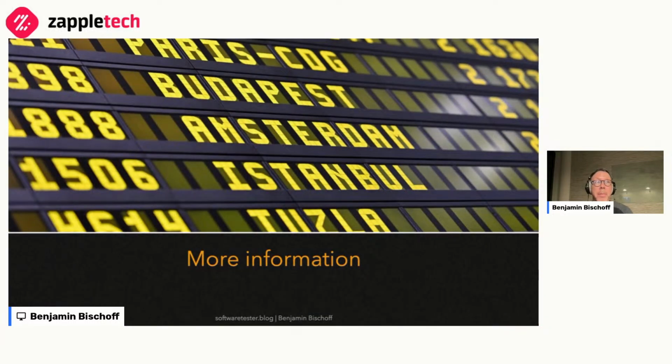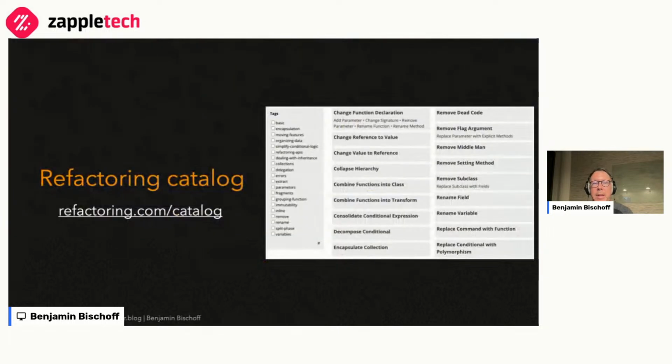Some more information if you're interested in what you can do to fix those smells. There is the refactoring catalog under refactoring.com/catalog. That is actually the site that belongs to the refactoring book, which has a lot of information about how to fix code smells, what strategies you can use. Rather useful.